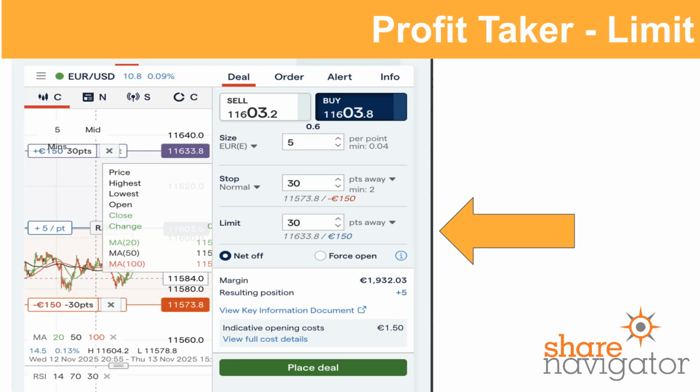So now that we have our risk management in place, let's look at our upside potential. Well, maybe we think the euro dollar is going to go up by 30 points over the next number of hours. So we will say our limit price, which is a limit to take our profit, is 30 points away. So it's telling you there we could make €150. And if we're happy with this trade, then we just simply go and click on place deal.